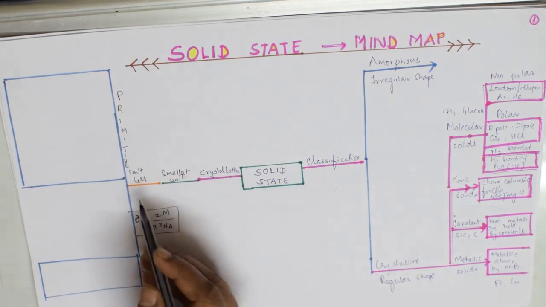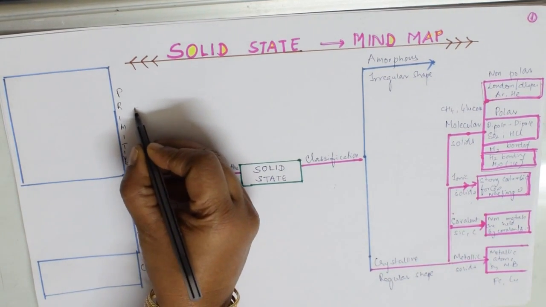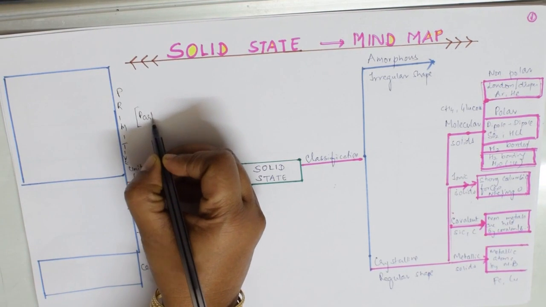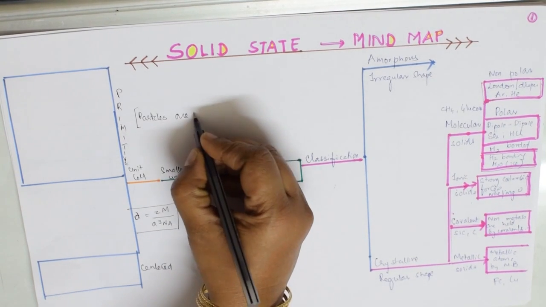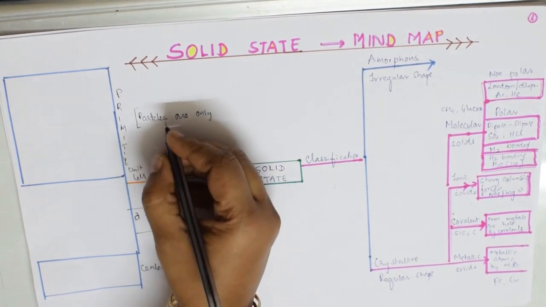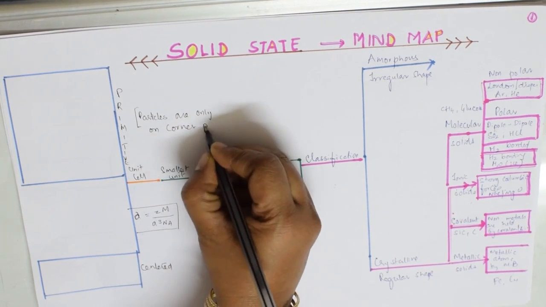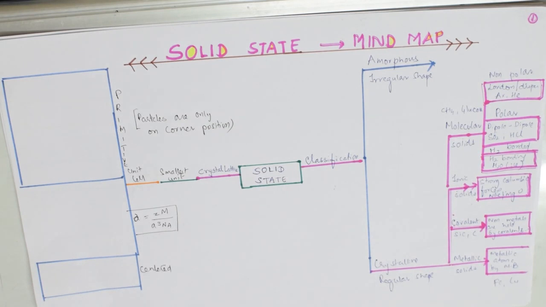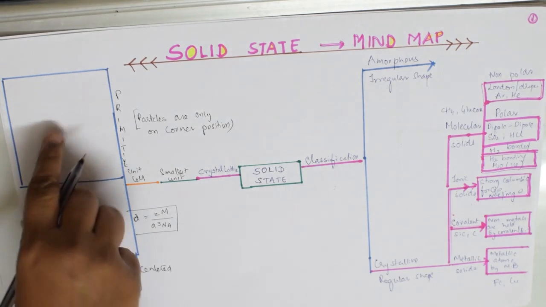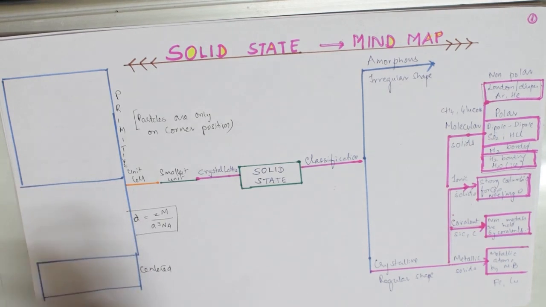First we'll finish this. In primitive unit cells, what should you remember? Particles are only in the corner positions. This is the concept. Here we have different types, which we call the Bravais lattices. There are 1, 2, 3, 4, 5, 6, 7 varieties of Bravais lattices.